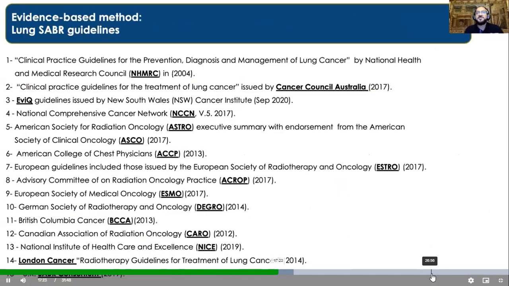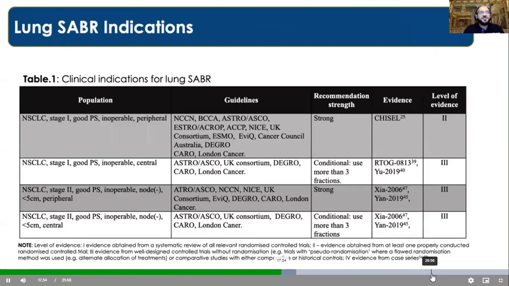This is just a list of all the guidelines that we reviewed, 15 of them from different countries and working groups like ISRO, ASCO, and NCCN and others. This table shows all the indications for lung SABR, and all the guidelines that recommend SABR for these indications. Of course, the guidelines didn't always agree with each other, so we ranked the level of agreement between them from strong to weak. We also ranked the quality of evidence used to justify using SABR for these indications.